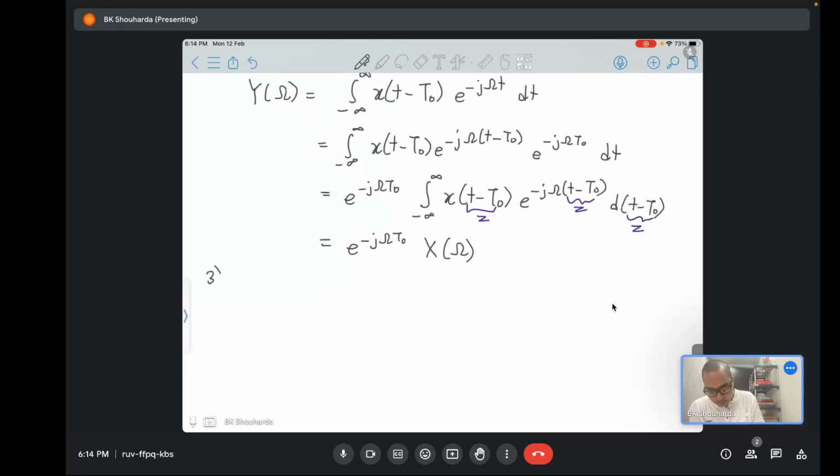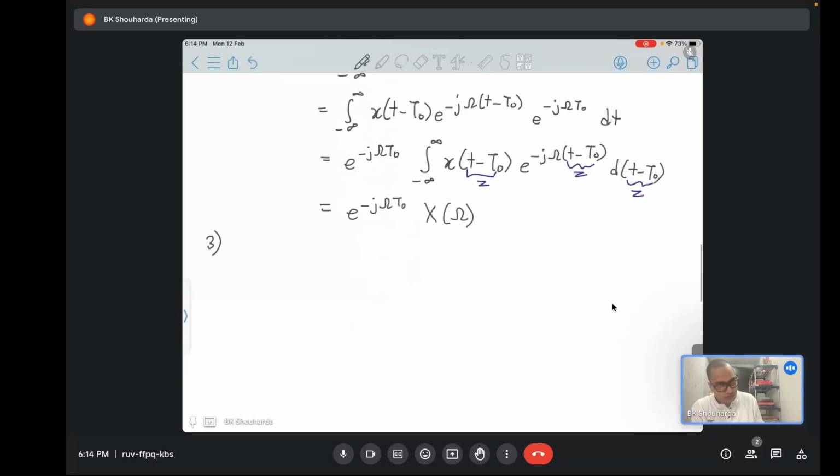Now, delay is a very intrinsic characteristic of every system. So every causal signal will have this phase shift term in its spectrum.